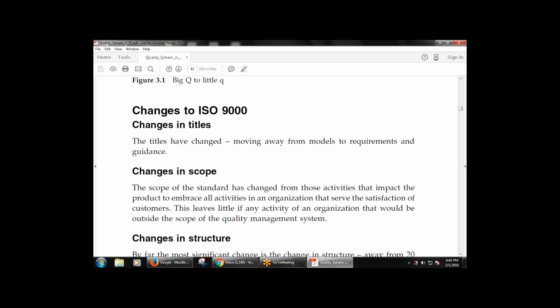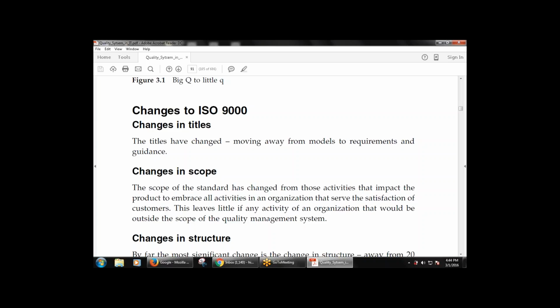The title has changed, moving from models to requirements and guidance. The title of the ISO 9000 standards has moved away from the model to the requirements and the guidance. So first is a change in the title. Then next is a change in the scope.